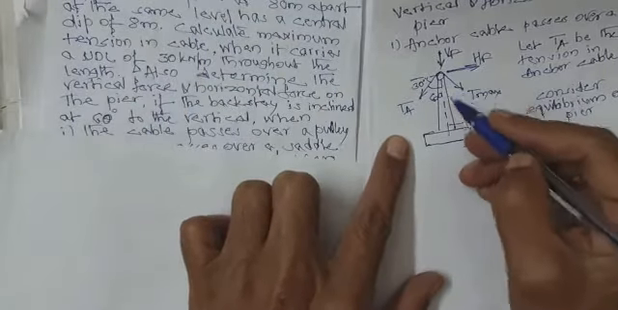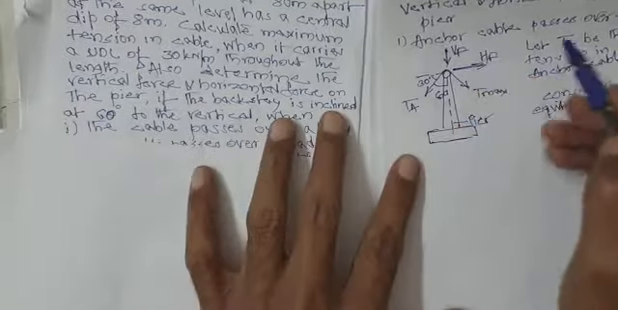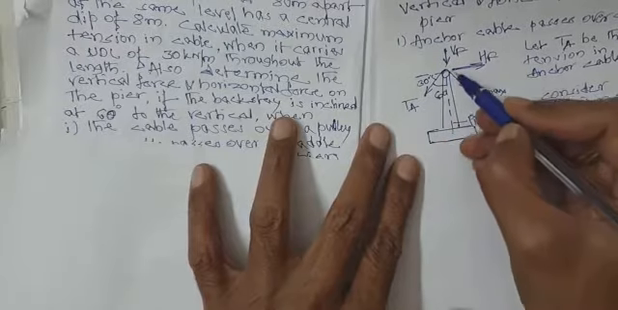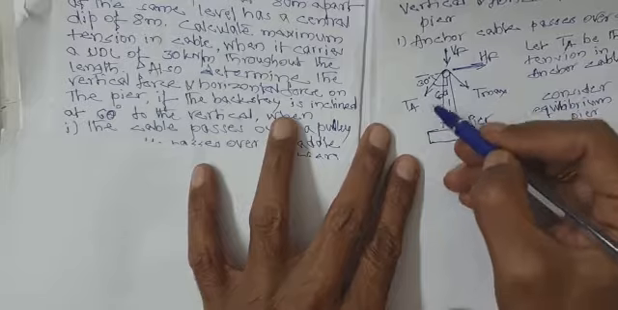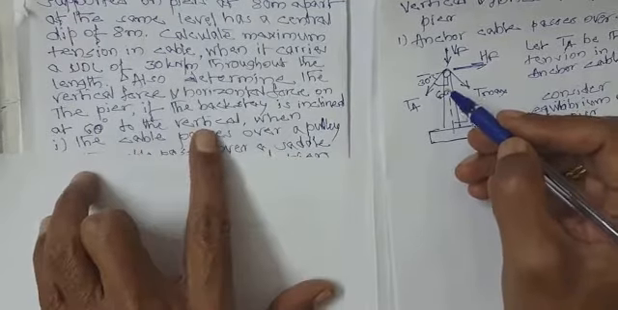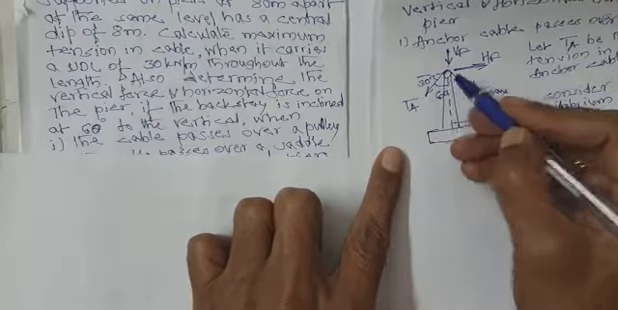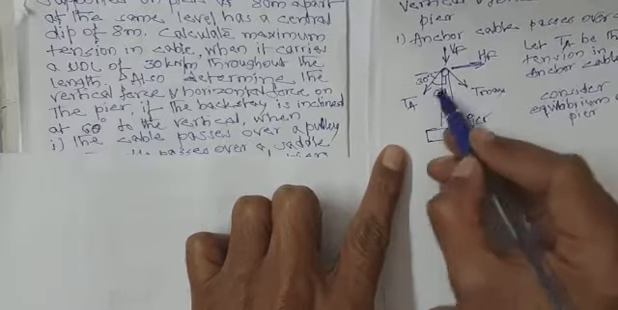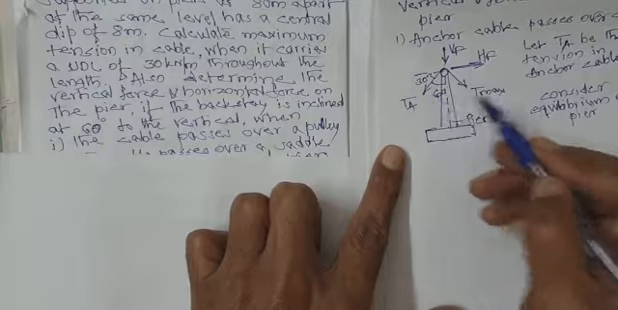So when that pier is taken, the first case is when the anchor cable passes over a pulley. Assume that this top is fitted with a pulley. You have calculated T maximum already. This is the backstay. He said that the backstay is inclined at 60 degrees to the vertical, so this angle is 60. Automatically, with respect to horizontal it will be 30. So let TA be the tension in the anchor cable, or backstay.